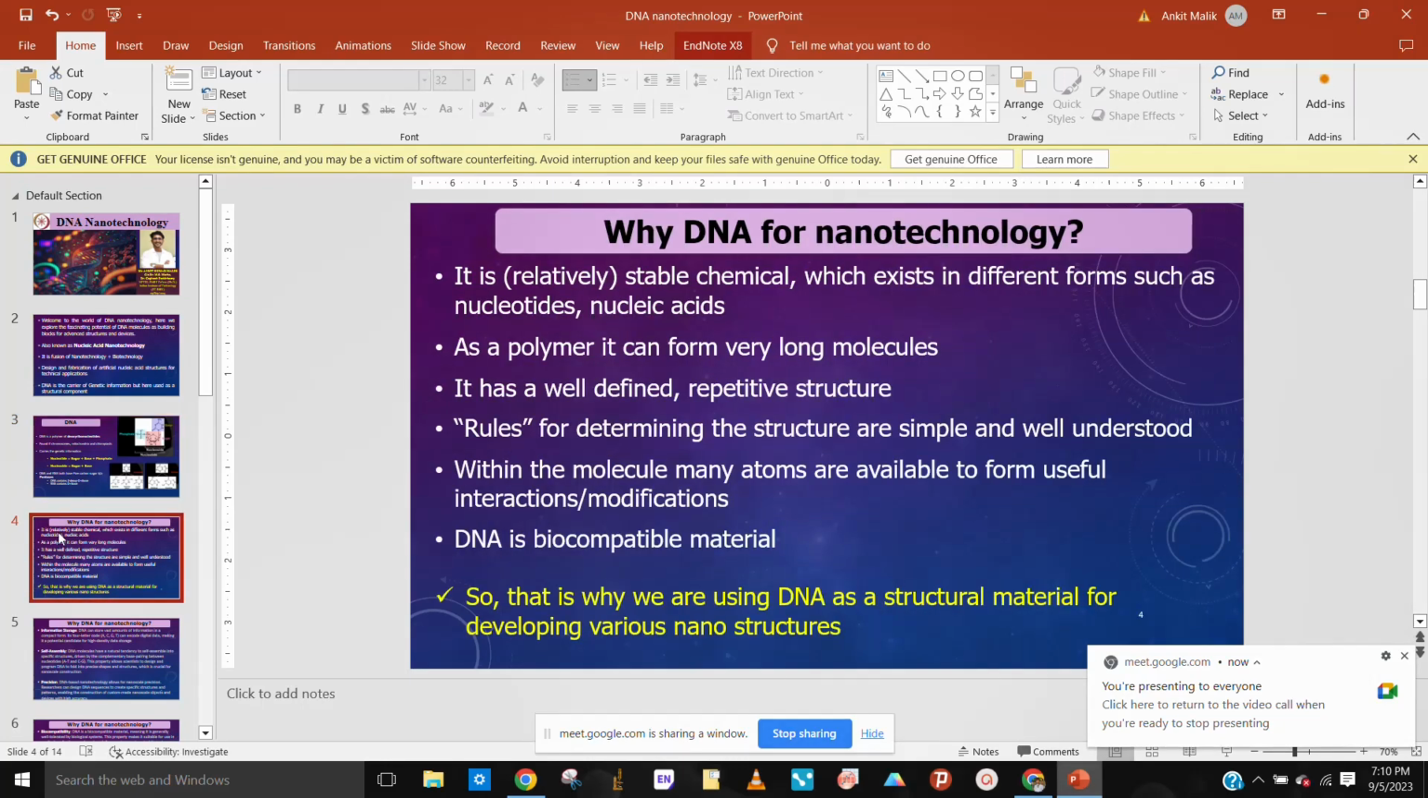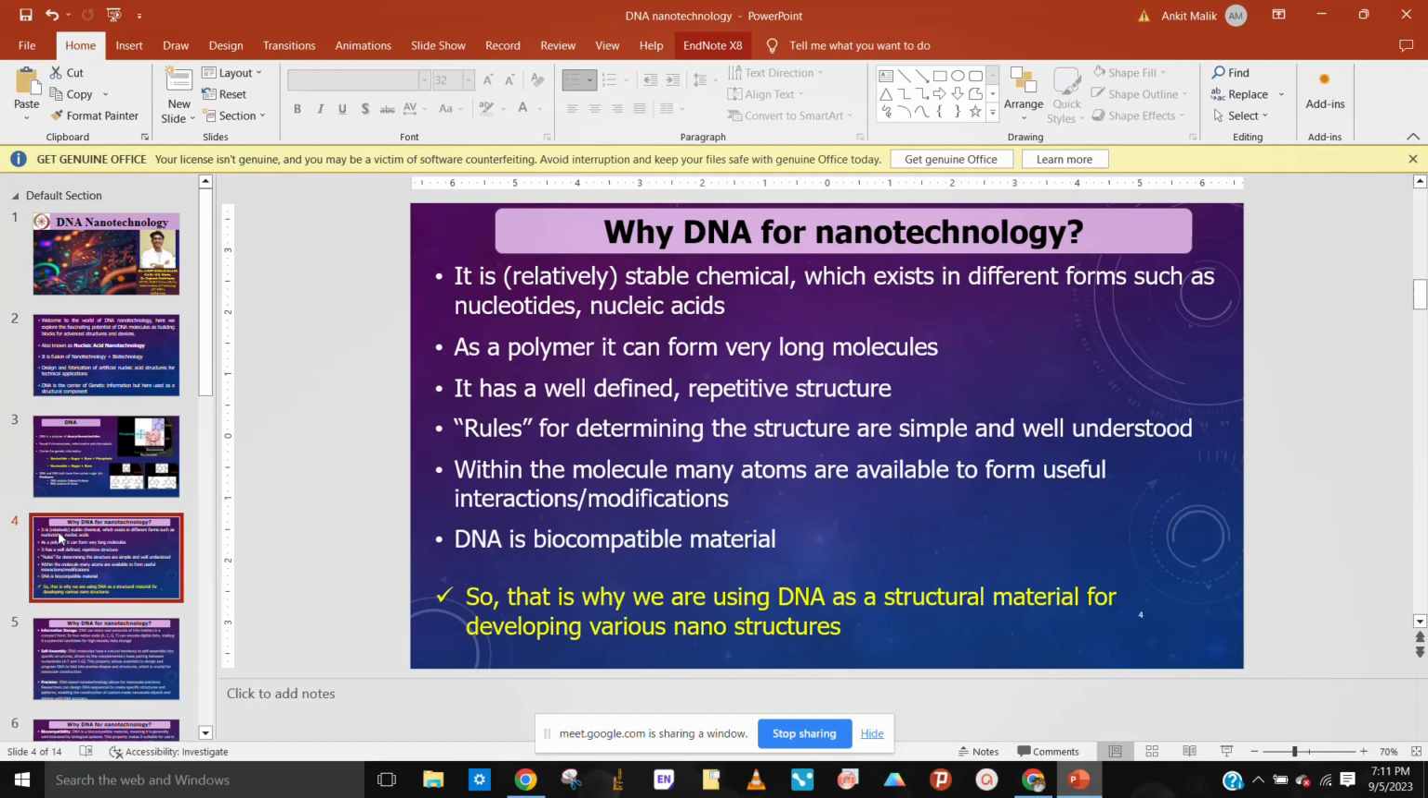So why DNA? Why is DNA used for nanotechnology? It is relatively stable compared to other chemicals that exist in different forms, such as nucleotides and nucleic acids, as we discussed earlier. As a polymer, it can form very long molecules. It has a well-defined and repetitive structure of nucleotides and nucleosides. The rules for determining DNA structures are very simple and well understood. Within the molecule, many atoms are available to form useful interactions or modifications. DNA is also a biocompatible material. That is why we use DNA as a structural material for developing various nanostructures.